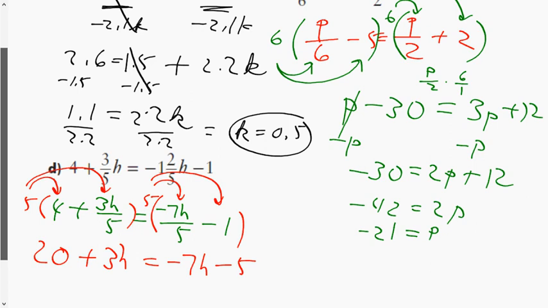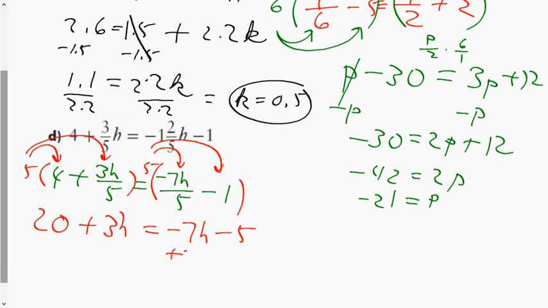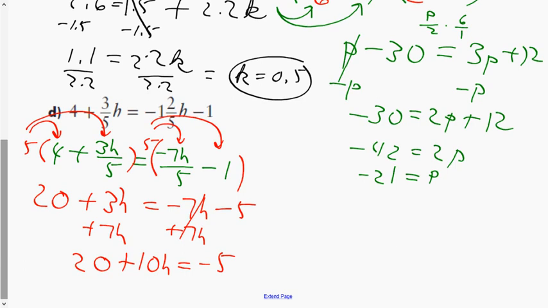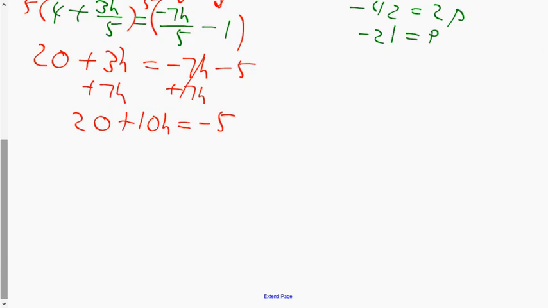Least amount of h is your negative 7h, so I'm going to add 7h to both sides in hopes that I keep my coefficient positive, which I do. 20 plus 10h is equal to negative 5. Working right along. Now we have a constant, a coefficient, and an equivalent value. Get rid of my constant. 10h equals negative 25. Divide by the coefficient of 10.